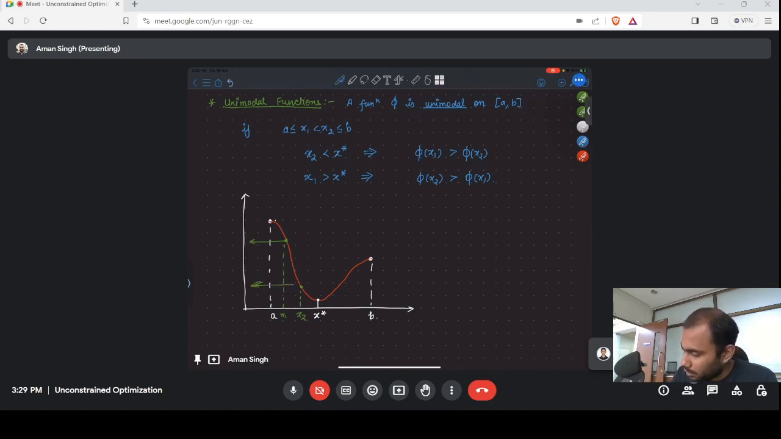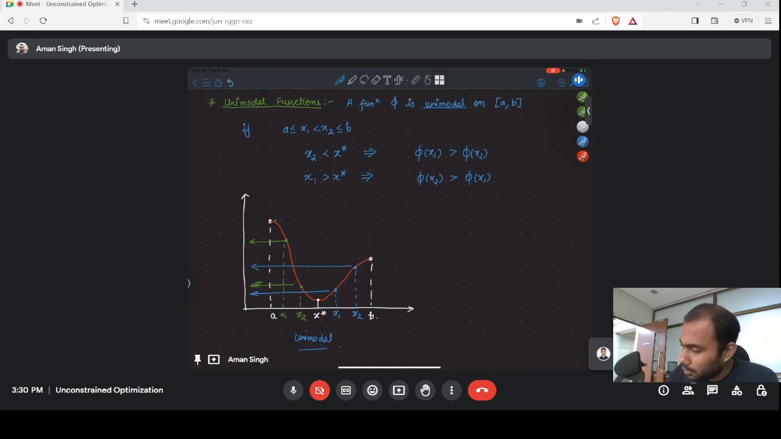Similarly, if x1 is greater than x star, then f(x2) is greater than f(x1). So this is a unimodal function. This is an example of a unimodal function.